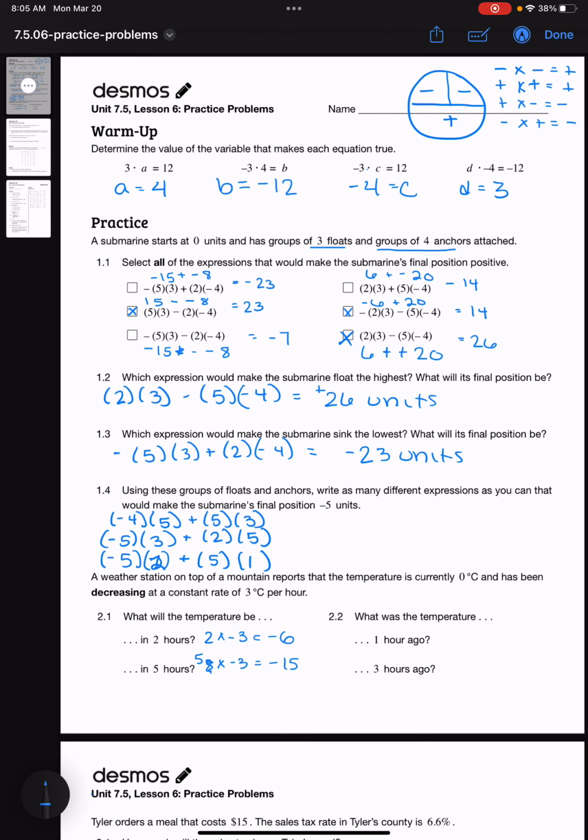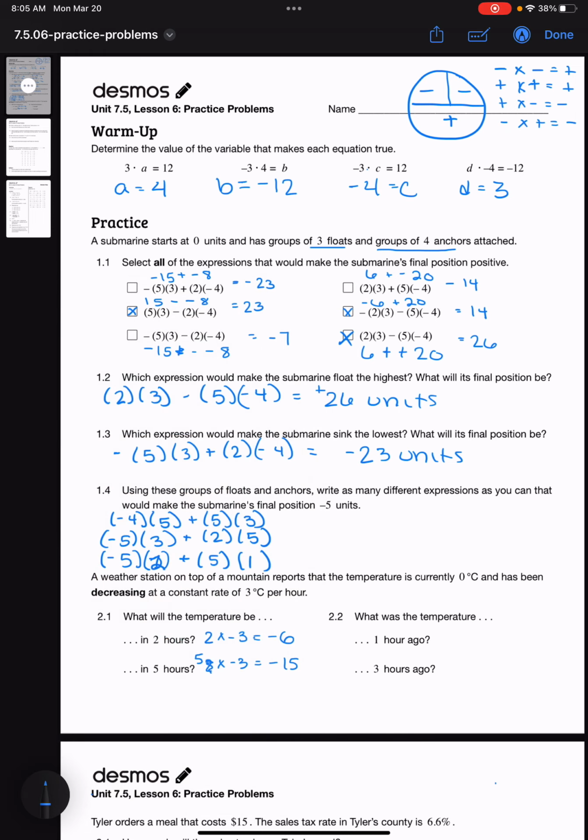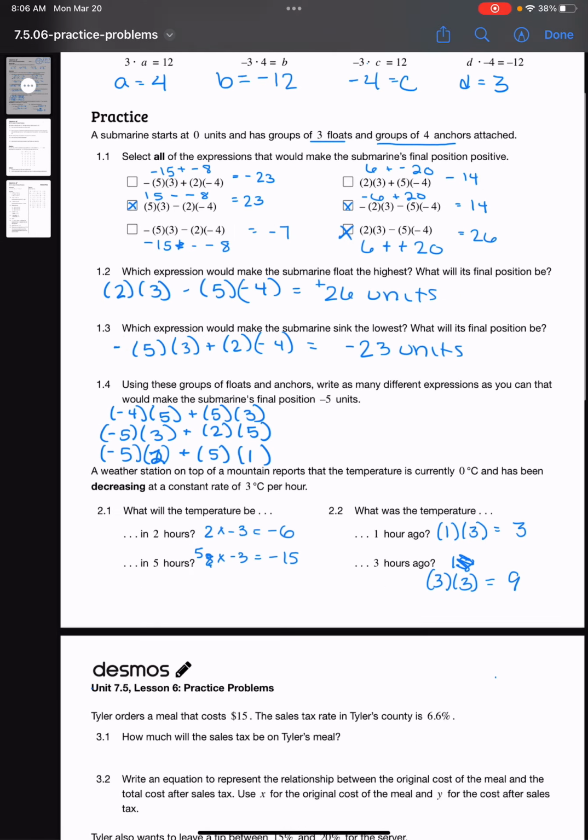1 hour ago, so now we're going back in time, so instead of the temperature decreasing, it's actually increasing. So 1 hour ago, it was 3 degrees warmer, and 3 hours ago, it would have been 3 times 3, which is 9 degrees warmer. Okay, let's look at the next one.